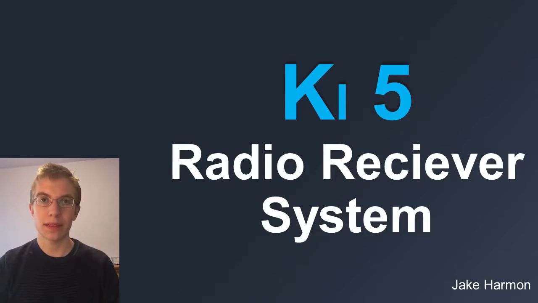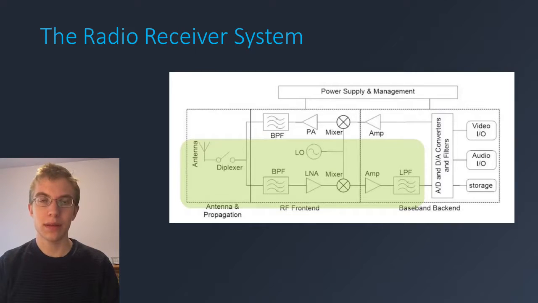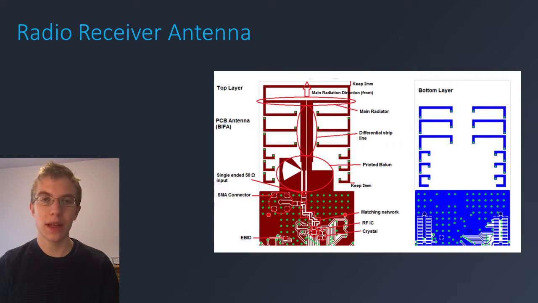I'm taking all 3 classes, and I'll be talking about the radio receiver system for KI5. The radio receiver starts with an antenna and ends with an analog to digital conversion. This antenna converts a radio wave signal to an electrical signal that can be processed by the radio system.